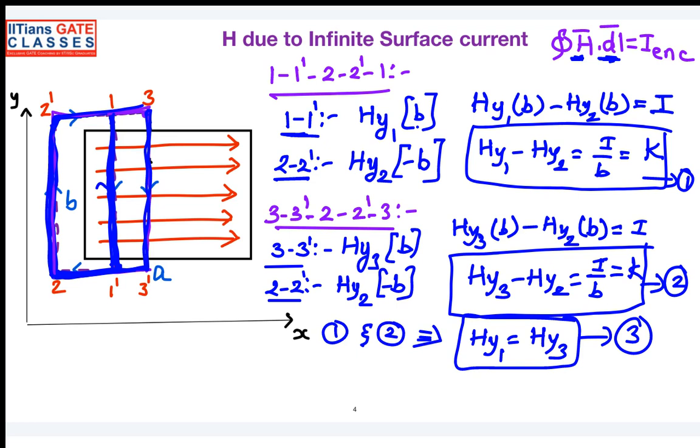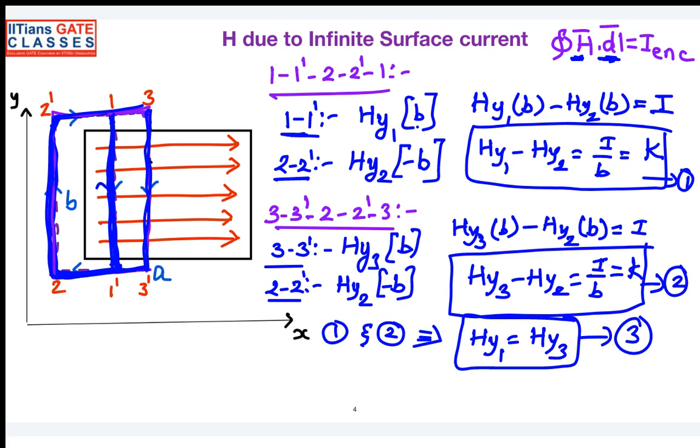So Hy1 is the magnetic field when you are moving near to the sheet, and Hy3 is the magnetic field when you are moving very far away from the source. So this conclusion says, irrespective of the position, if this is the sheet of current, whether you are near to the source or far away from the source, the magnetic field intensity magnitude remains the same. So I can say that the magnetic field is independent of the distance.